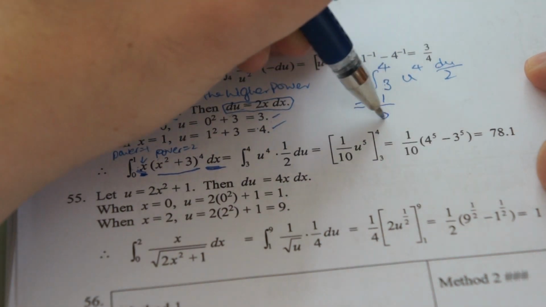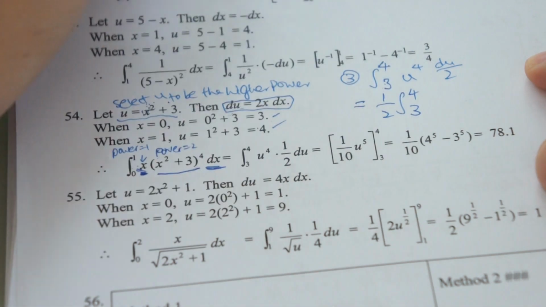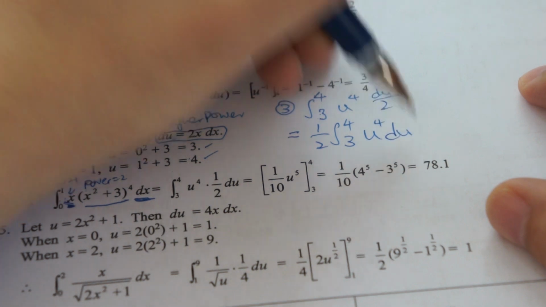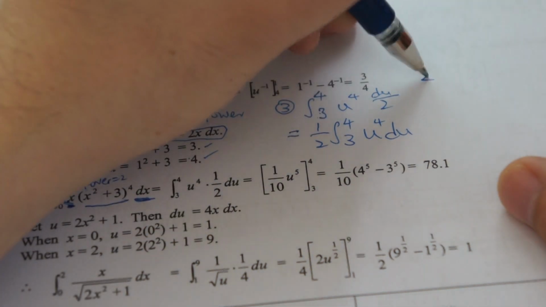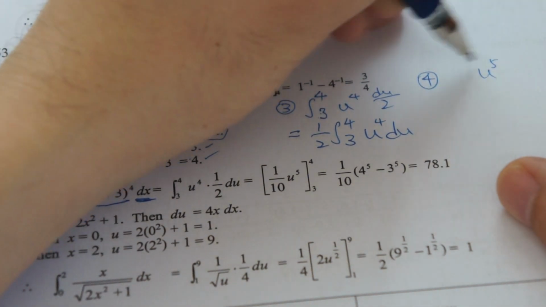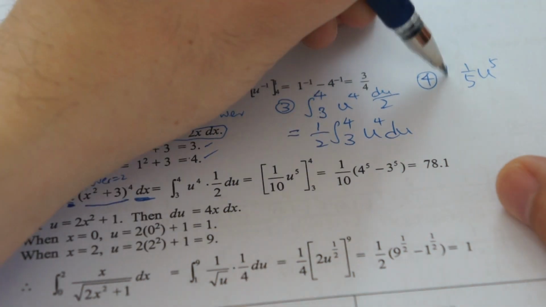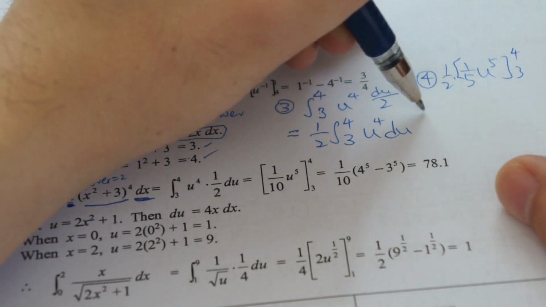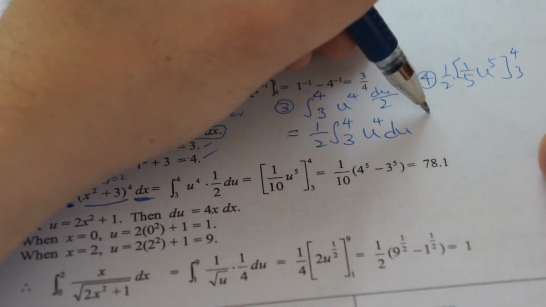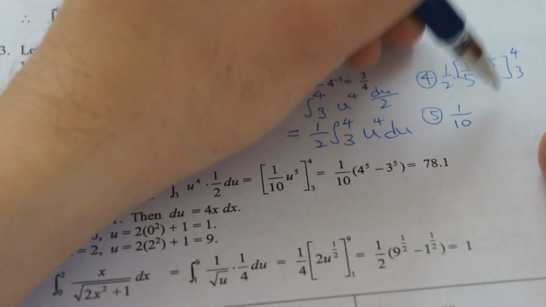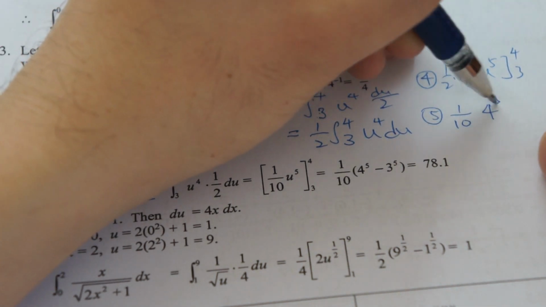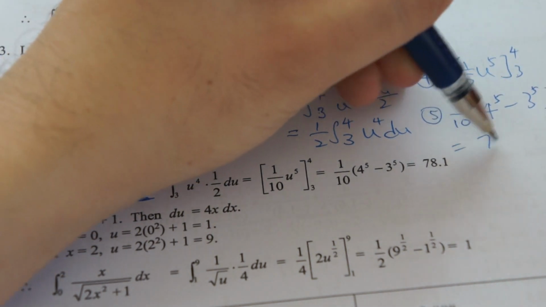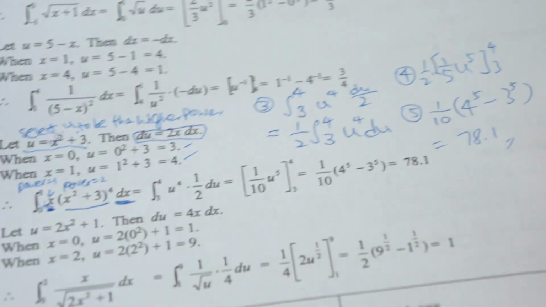So next we have 1 over 2 and then integrate u to the power of 4. Finally, step number 4: it will be u to the power of 5 times 1 over 5, and then 1 over 2, from 3 to 4. As a result it becomes 1 over 10. You place the 4 in here and 3 in here. Pressing the calculator, that is in fact 78.1.